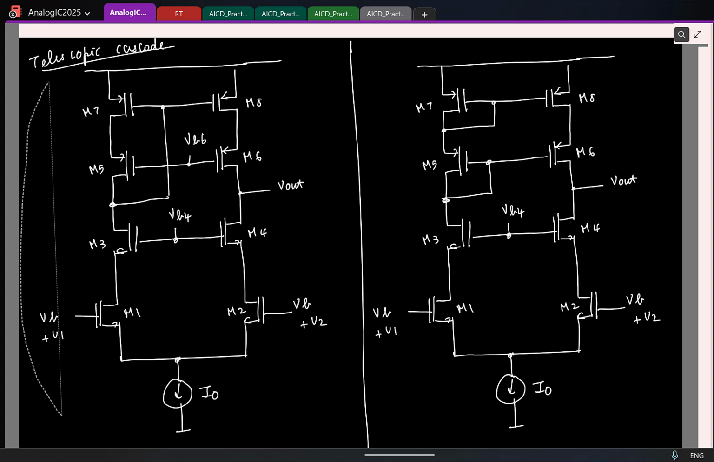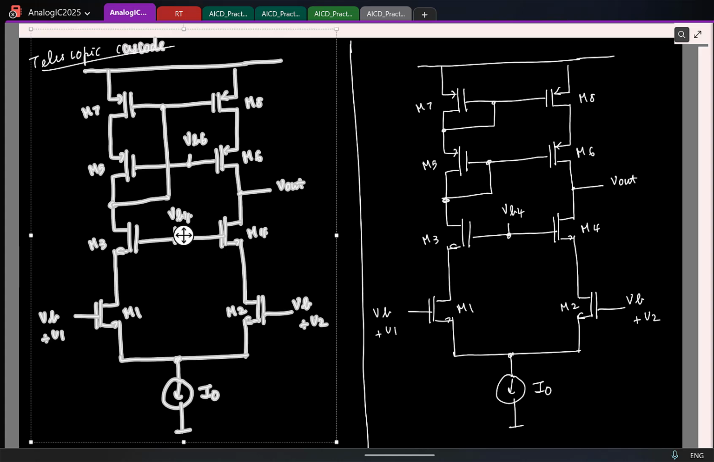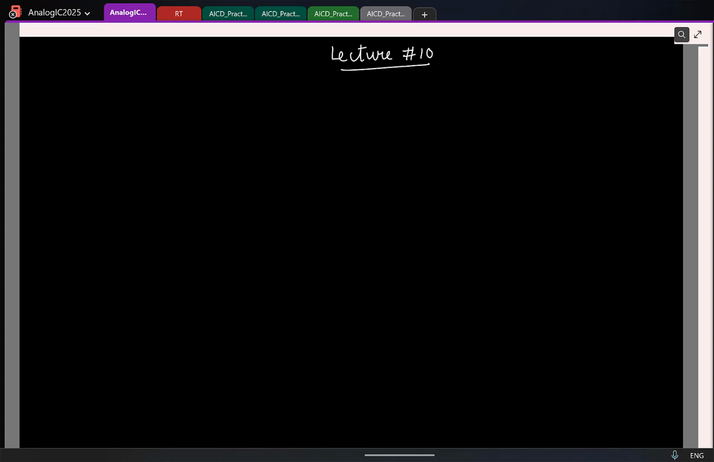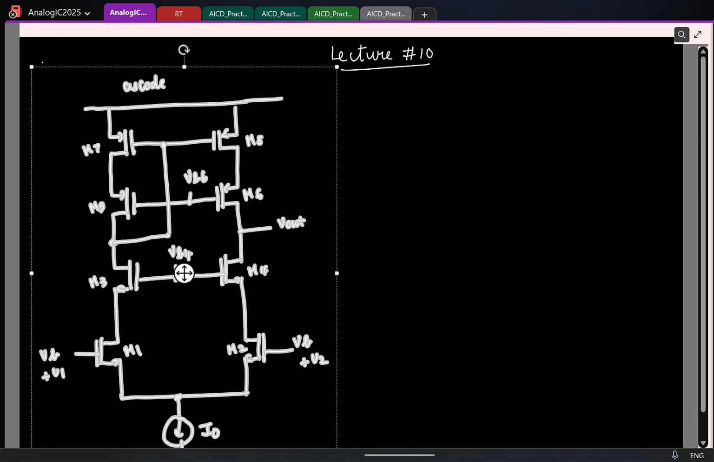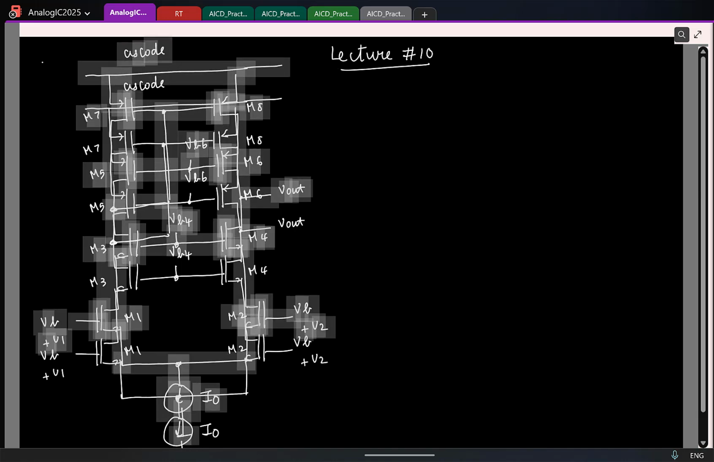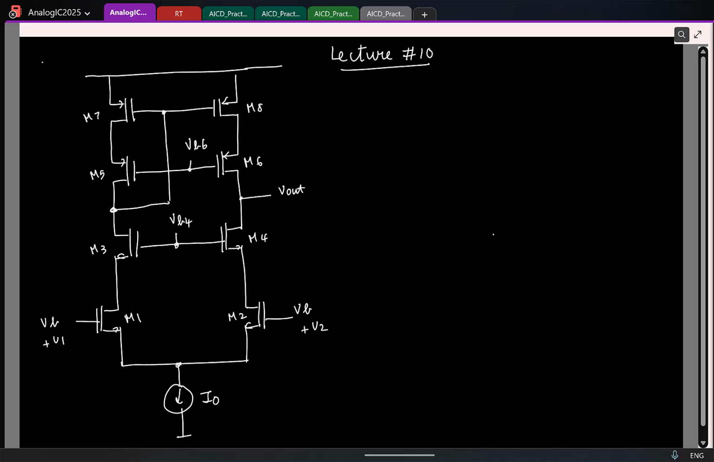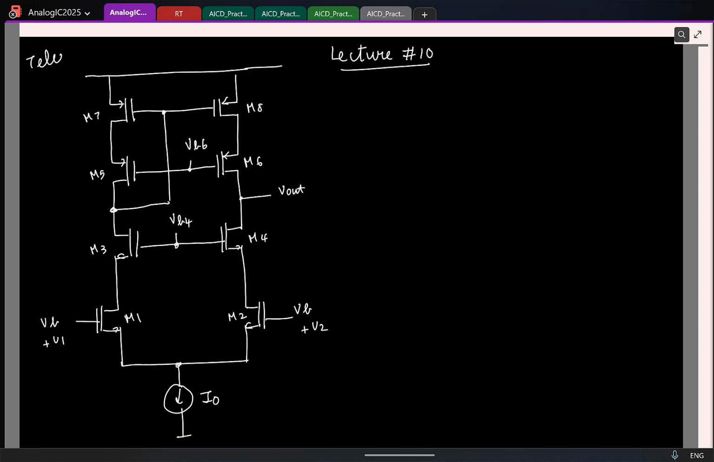So let me first copy this. So as I mentioned, this is called the telescopic cascode. Let me also have it. So let's quickly analyze this. So let's do the small signal calculation. Again, let's not do the calculation from scratch. We'll reuse the result that we know from the 5 transistor OTA calculation.